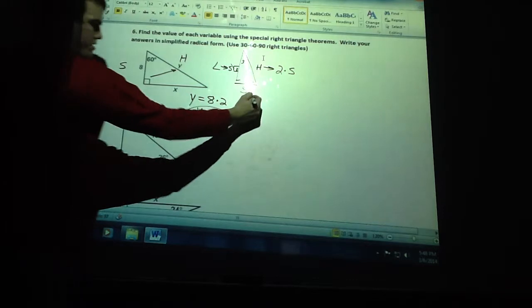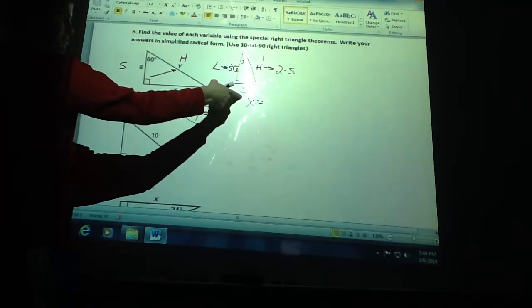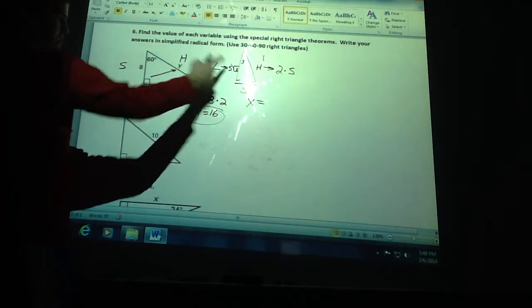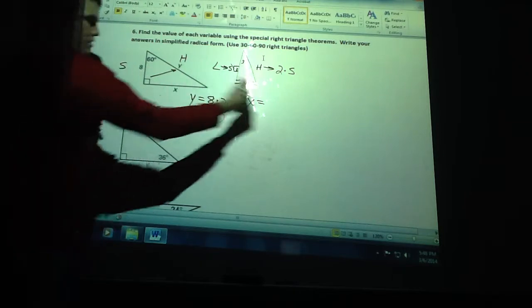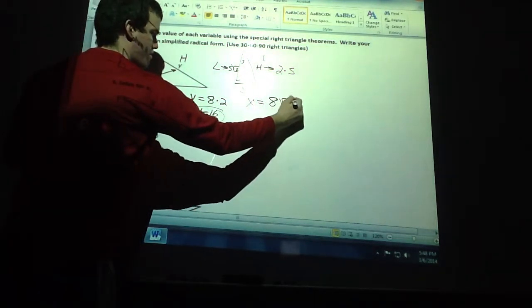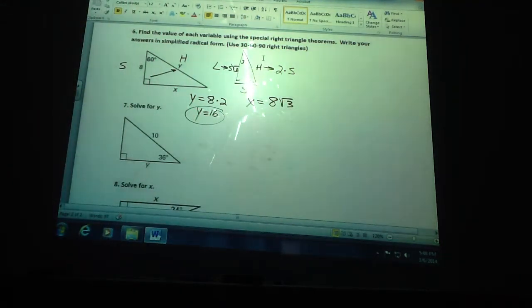Now to find x, well, how did I go from the short side to the long side? I multiplied the short side by the square root of 3. The short side is 8, so to get x, it's going to be 8 times the square root of 3.